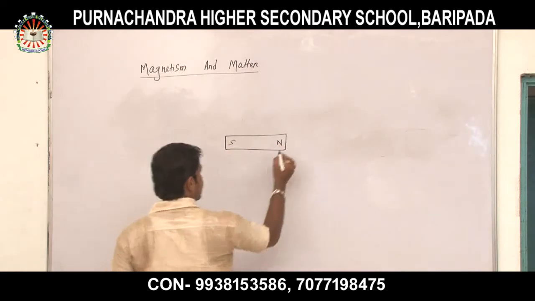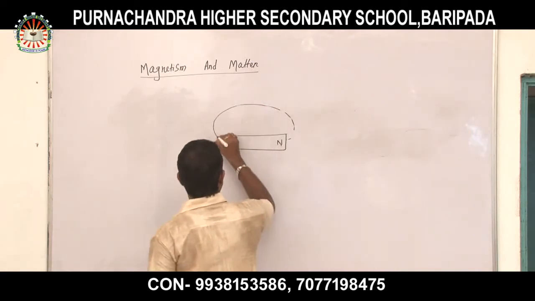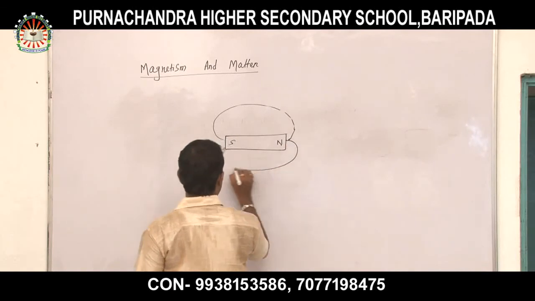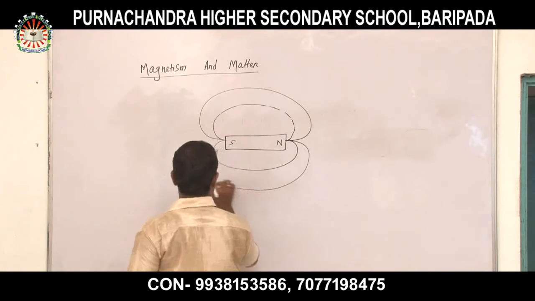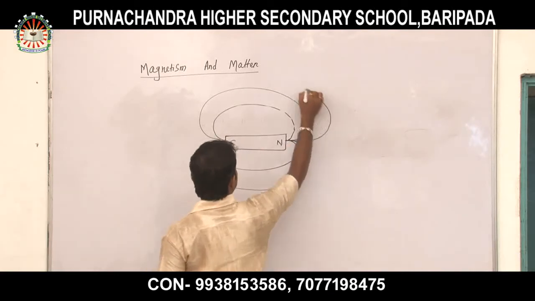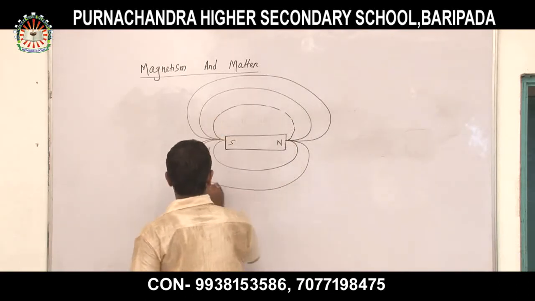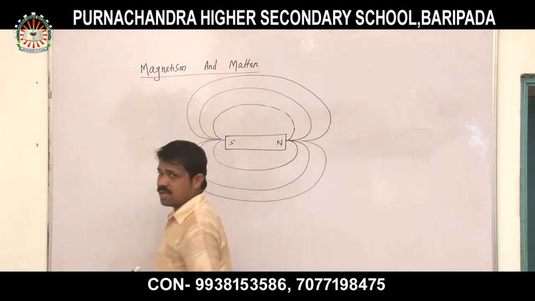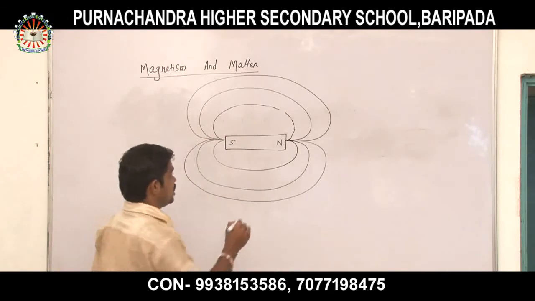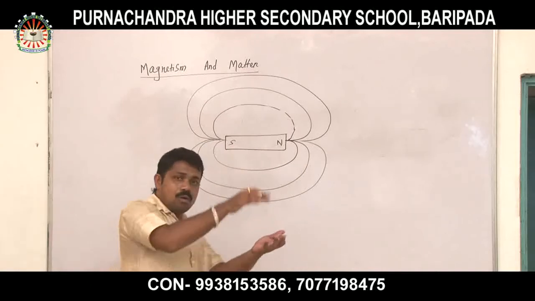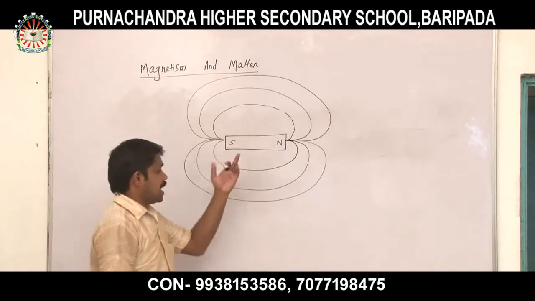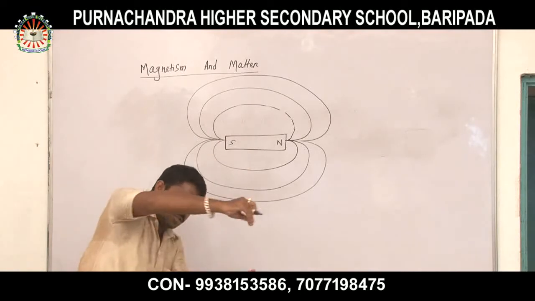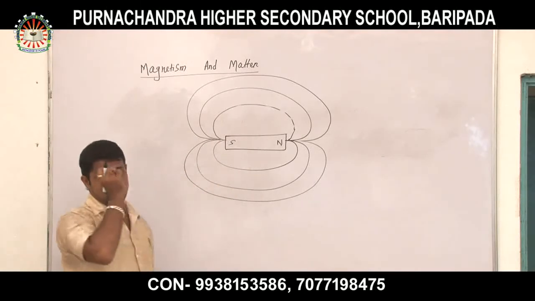I can observe that these types of patterns of the sprinkled iron dust I will get on the paper when I place a bar magnet below the paper and sprinkle some iron dust on it. These types of patterns I will get.